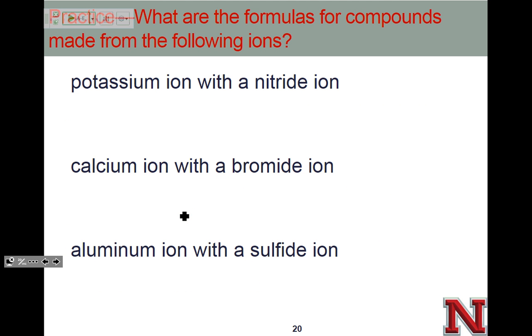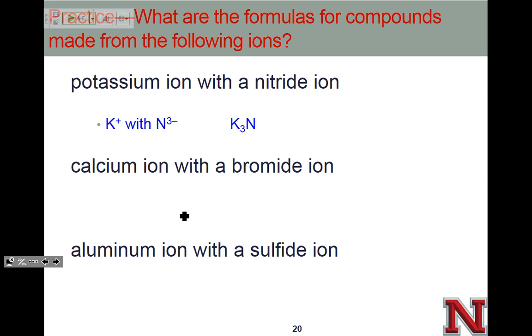So looking at potassium ion with our nitride ion, potassium is in group 1A, so it's plus. Nitrogen is 3-, so we want to balance that. This one's pretty straightforward. We'll need 3 potassiums to balance every 1 nitrogen. So K3N. And notice when we write our full formula, we no longer show the charge. The charge isn't changing. That charge is associated with the periodic table.